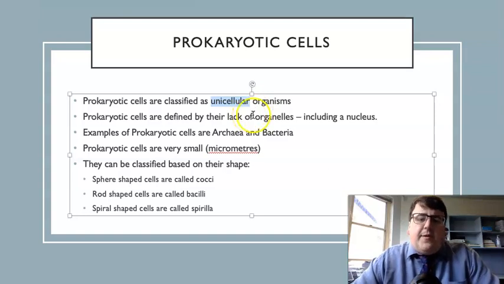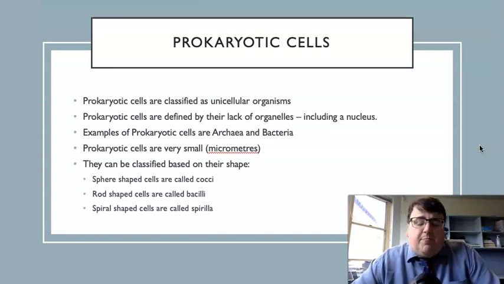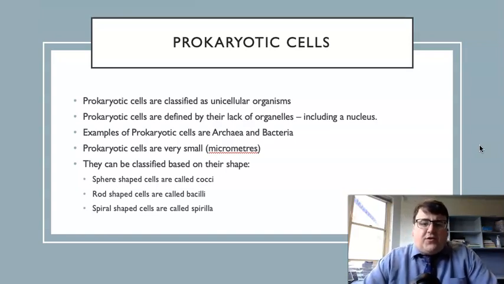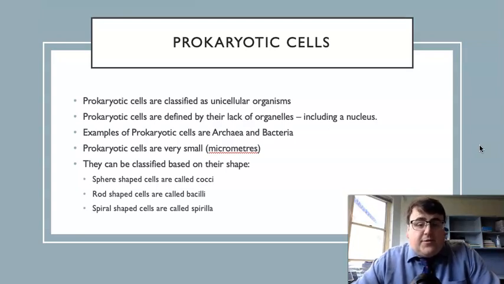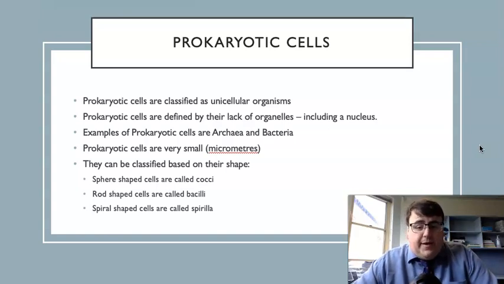The key feature about prokaryotic cells is that they're defined by their lack of organelles. That includes the nucleus. There is no nucleus in a prokaryotic cell. Some examples of prokaryotic cells that you might need to know are archaea and bacteria. Bacteria is the main one that you should probably focus on there. Prokaryotic cells are very small in size, 1 to 5 micrometers long. A micrometer is 1,000th of a millimeter.